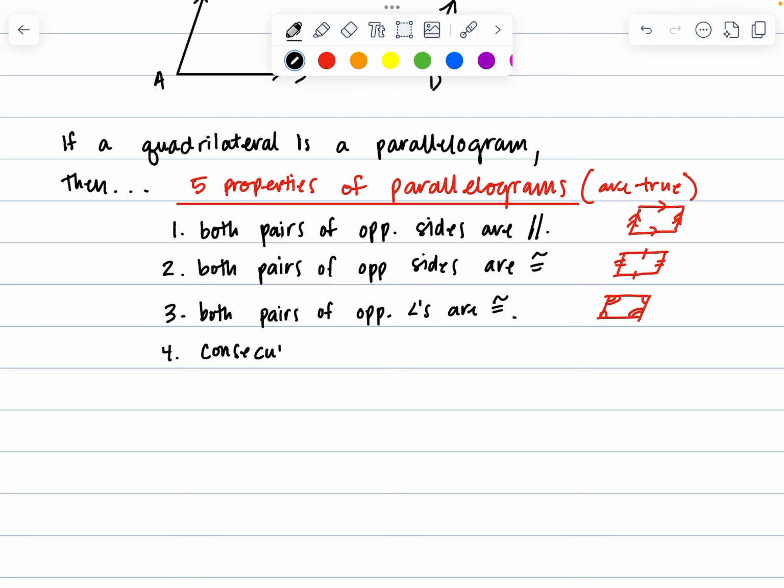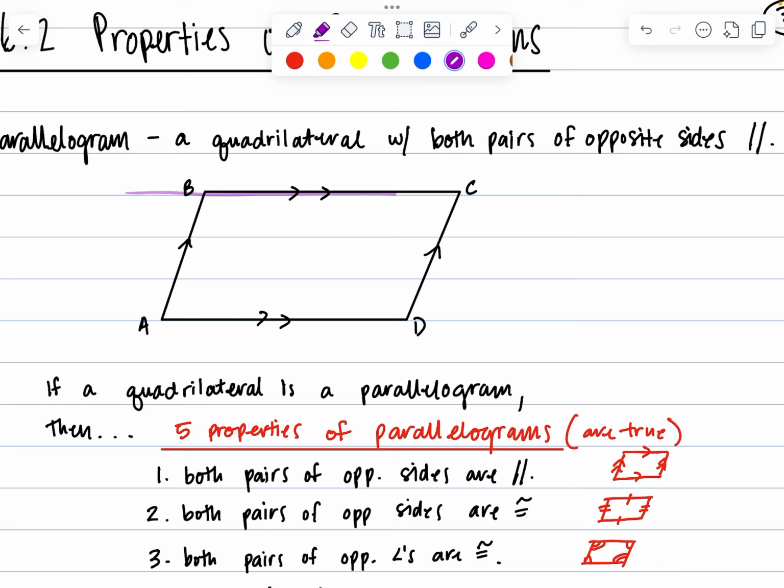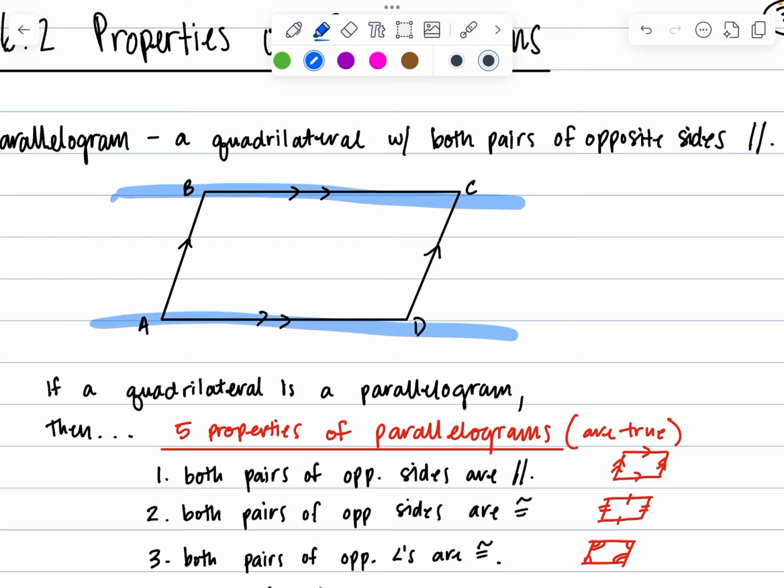Then consecutive angles are supplementary. This one should actually make a lot of sense, because if you have two sets of parallel lines, actually let's use a thicker highlighter. Let's go blue. One set of parallel lines and a transversal. We should recognize that these are consecutive angles. Let's use green actually. The green angles are consecutive angles, and notice that they are same side interior angles, and we know same side interior angles are supplementary if you have parallel lines. So this should actually make a lot of sense.